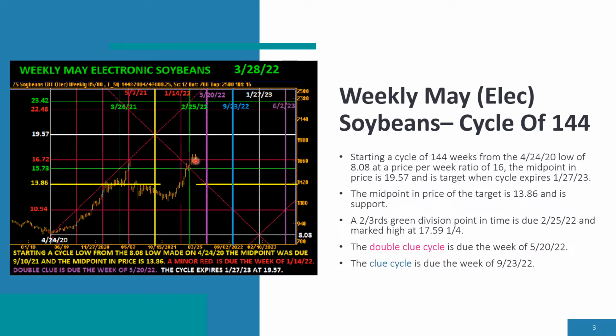Ideally, what would happen is we sell off into this next division point, which is the double clue marked by the purple vertical line, which is due May 20th, 2022. And it would be nice if the market sold off in there. Some profits were taken near the high. This would give people a chance to re-own soybeans. The clue is due September 23rd, 2022, and that may also mark a change of trend.